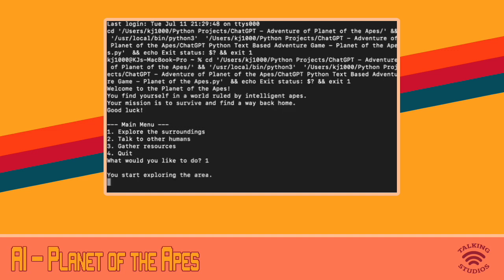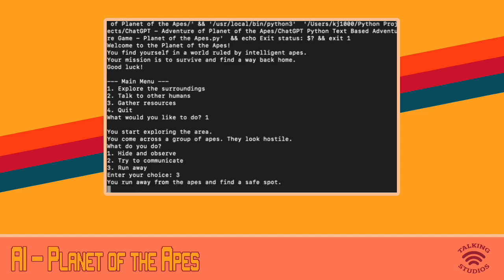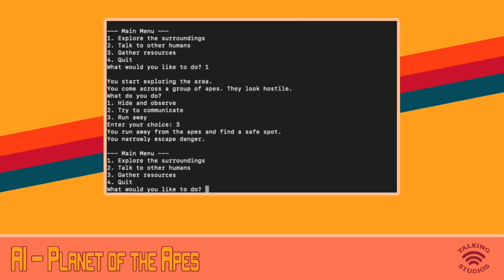You start exploring the area. You come across a group of apes. They look hostile. What do you do? Hide and observe? Try to communicate, run away, enter your choice. Run away. Let's run away. You run away from the apes and find a safe spot. You narrowly escape danger. Nice. Main menu. Explore the surroundings. Talk to other humans. Gather resources. Quit. What would you like to do?